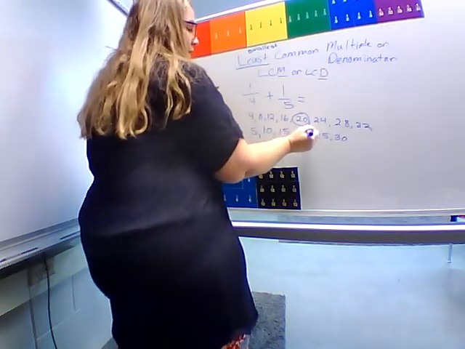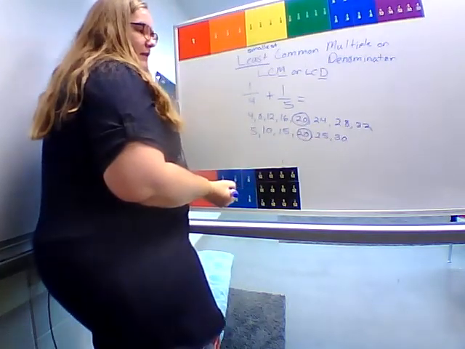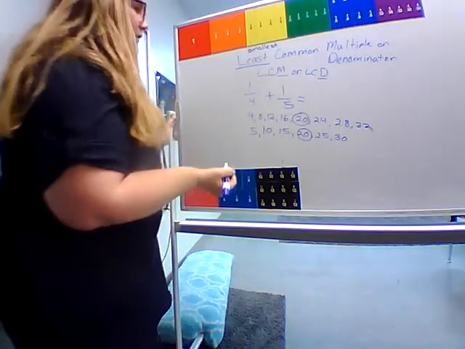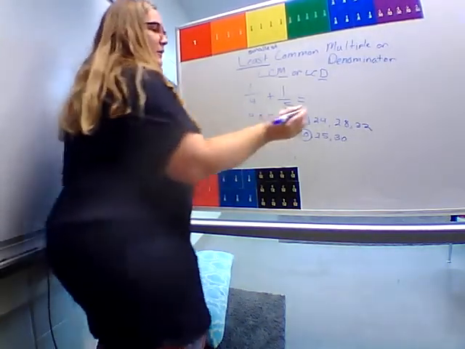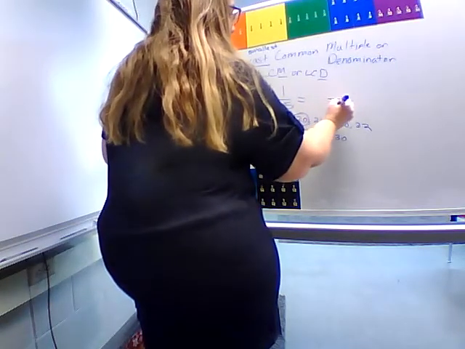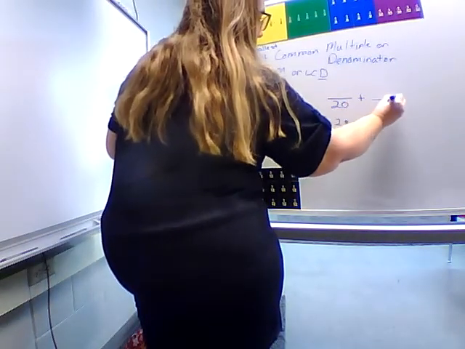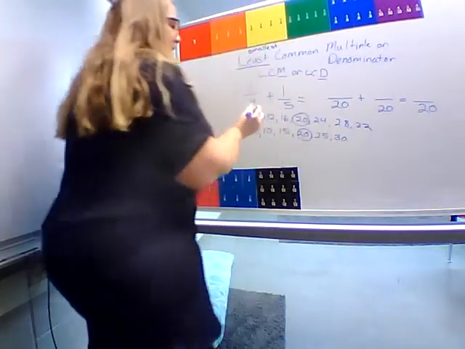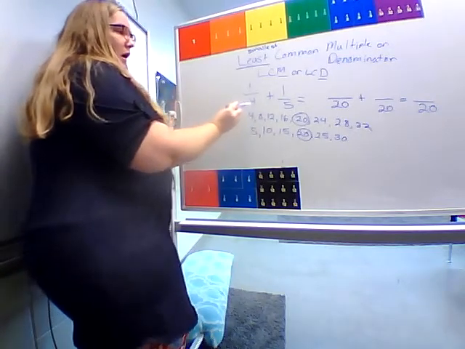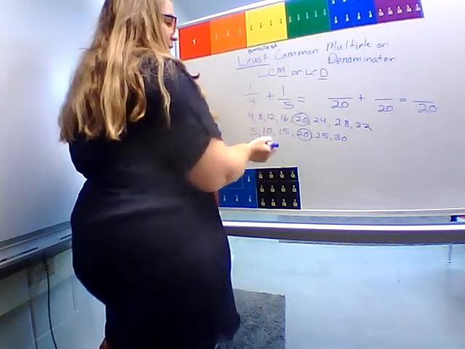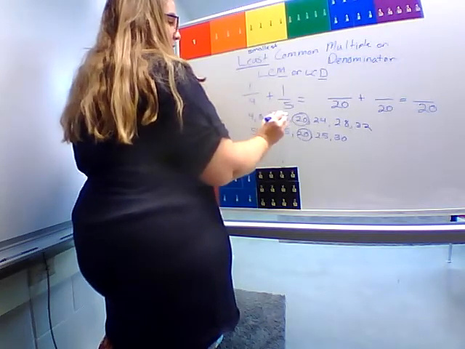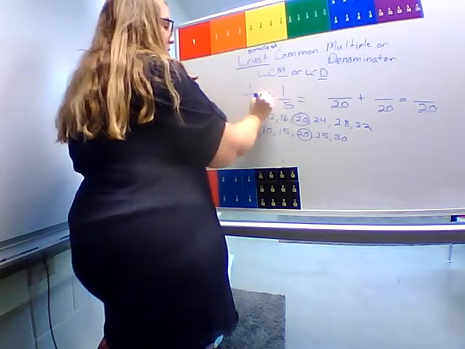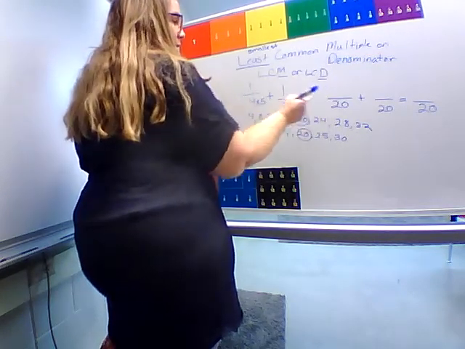So I'm going to circle 20 in both lines because they have that same multiple in common. Now that I found the common multiple, what I need to do is change the denominator. So I'm going to set up my problem again, except 20 is now my denominator. So I'm going to take that 4 and figure out what I multiplied by to get to 20. I can see I can go 1, 2, 3, 4, 5, or I could use my multiplication chart. Either way, I know 4 times 5 equals 20.